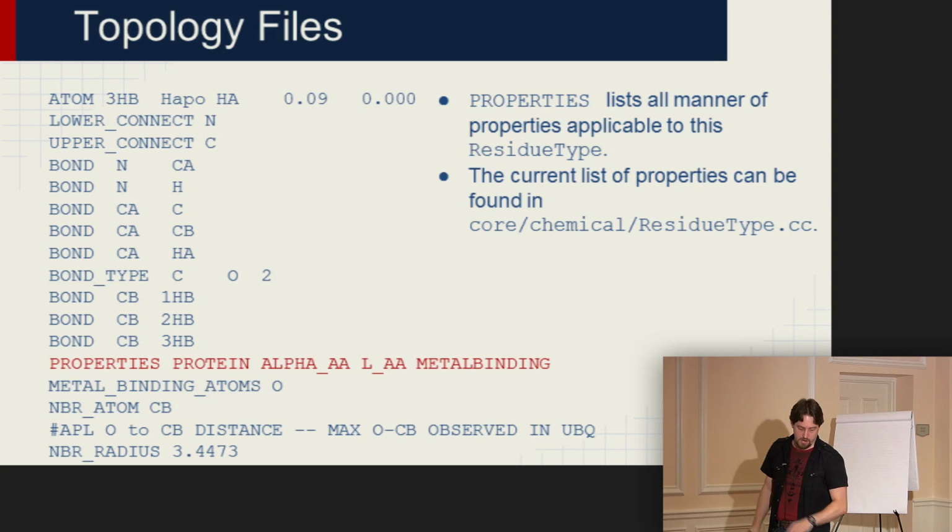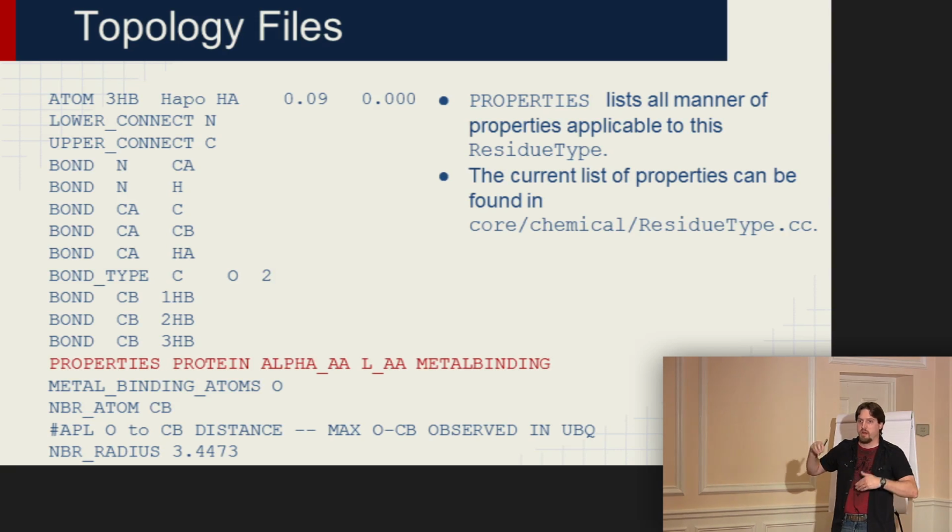All sorts of things can be here. And you can see all of them in core chemical ResidueType.cc. So if you're wondering what properties are available, or if you want to add new ones to the whole residue system, this is where you do it.